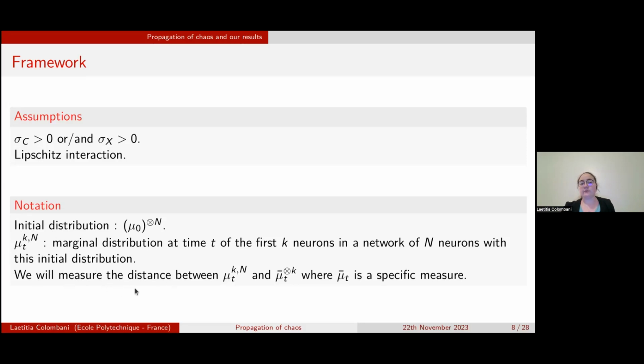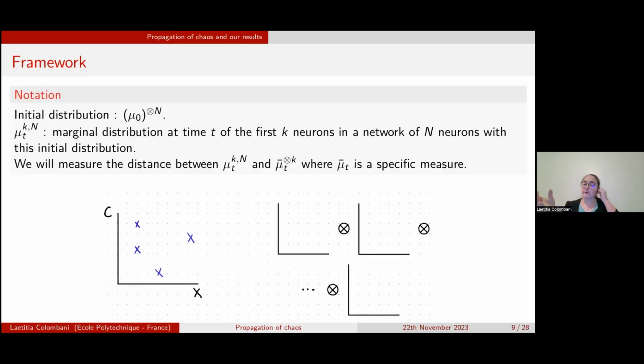And we will measure the distance between this law and a sort of limit law, bar mu t tensor k. So bar mu t is a specific measure I will describe to you in like 2 minutes, something like that. And we will see that the distance between the distribution we are interested in and this distribution of independent neurons tends to 0 when n tends to infinity. So it means that the k particles tend to the behavior of k independent particles.